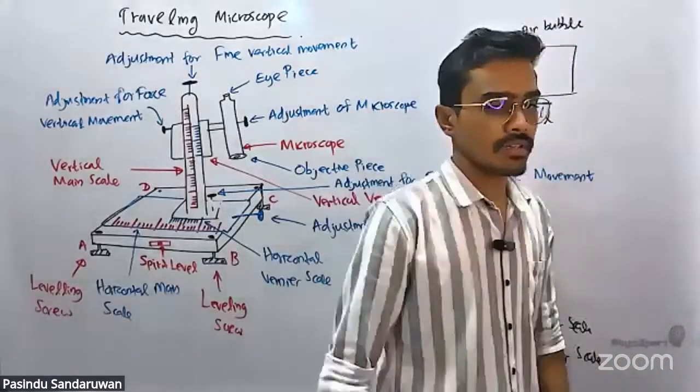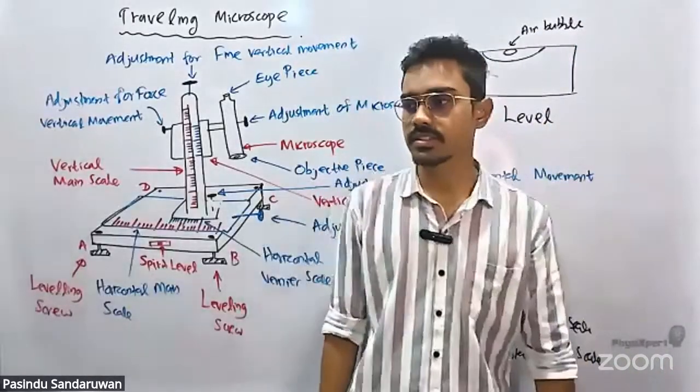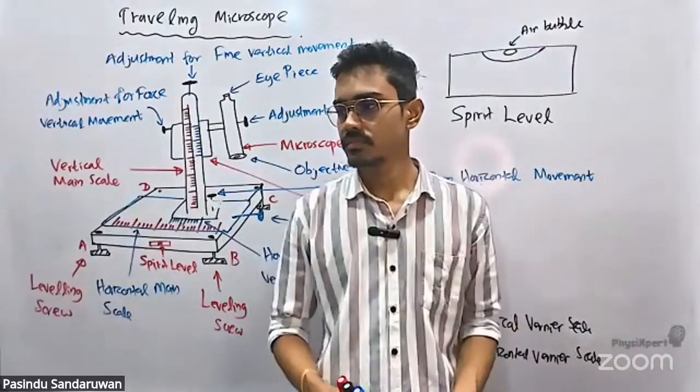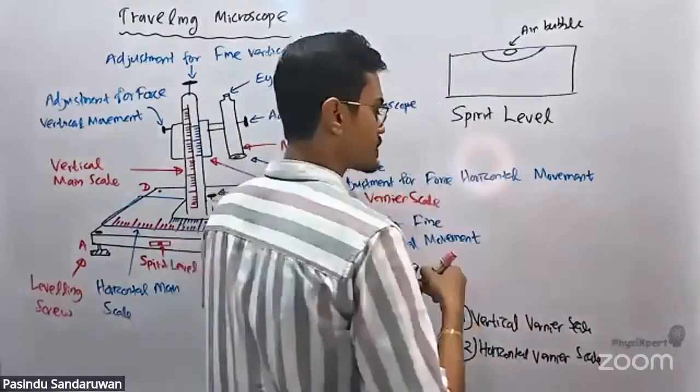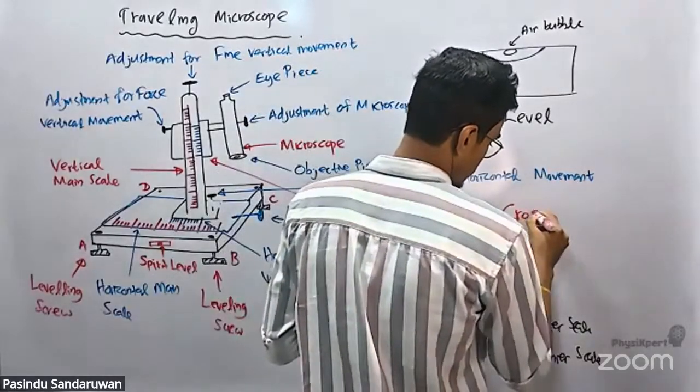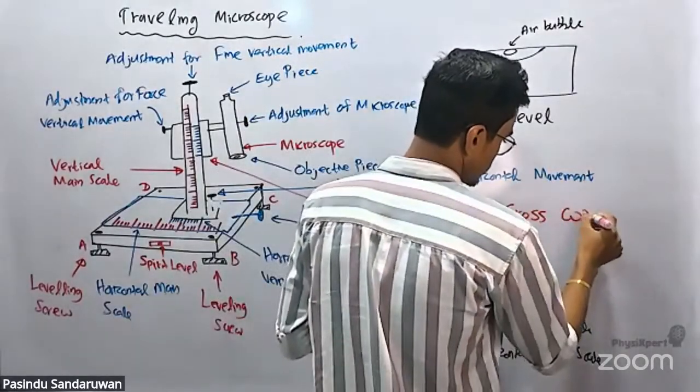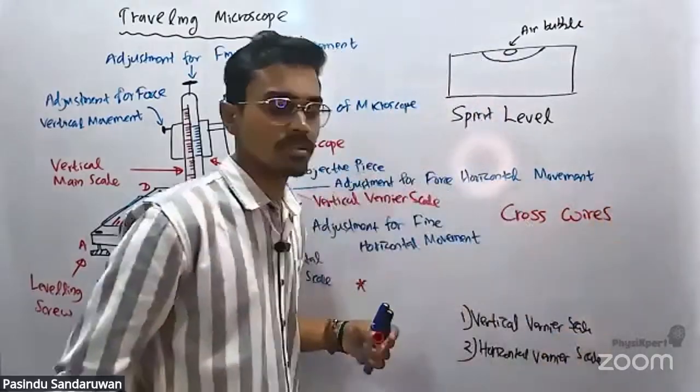Okay. Write down first, then I'll explain. First, write this down. Crosswires, like this. CR is crosswires.